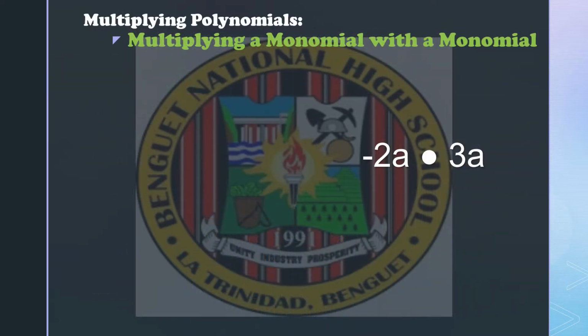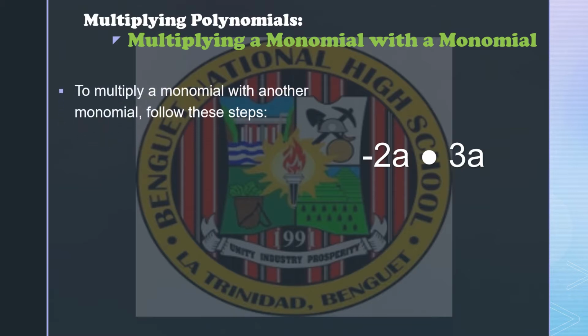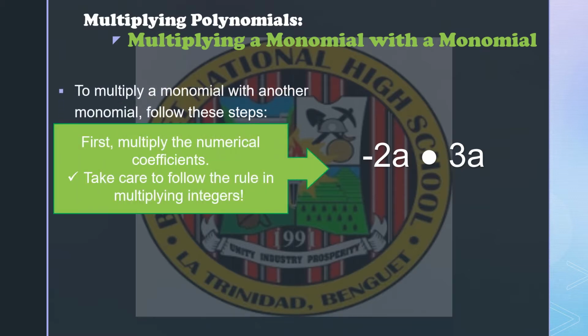Now let's follow the steps in multiplying a monomial with another monomial. First, we multiply the numerical coefficients. That would be the numbers in front of the variables, in this case -2 and 3. We take care to follow the rules in multiplying integers. So here, when we multiply -2 and 3, the answer is -6. This is because negative times positive gives a negative answer, and 2 times 3 is 6.